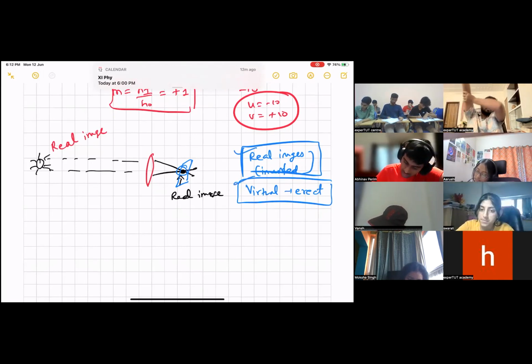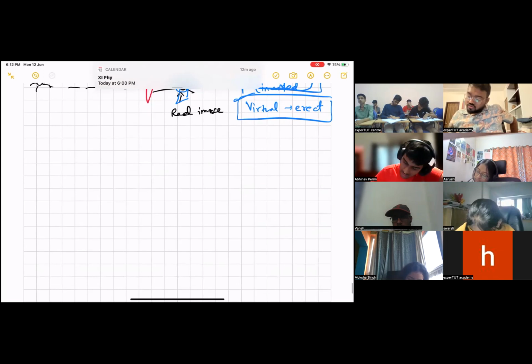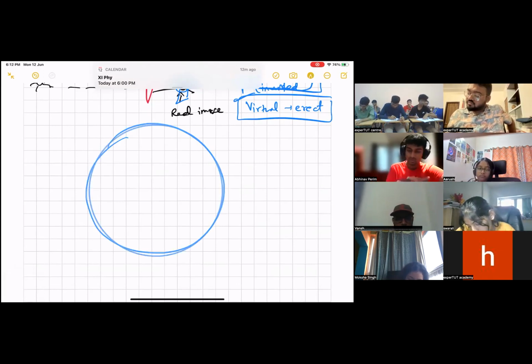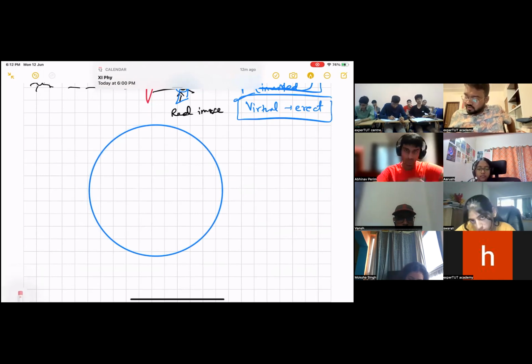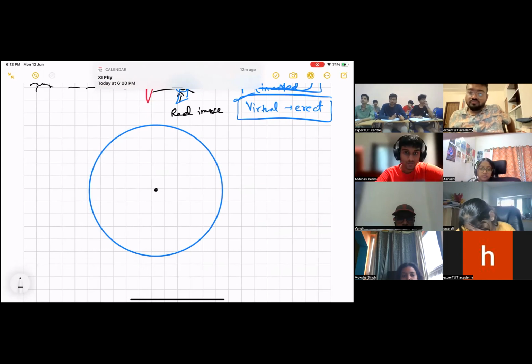Next thing is for a concave mirror and convex mirror. The thing is, if you take a circle and then cut some part of it, so here there is a circle. By the way, what is this point called? Do you remember? Hello.